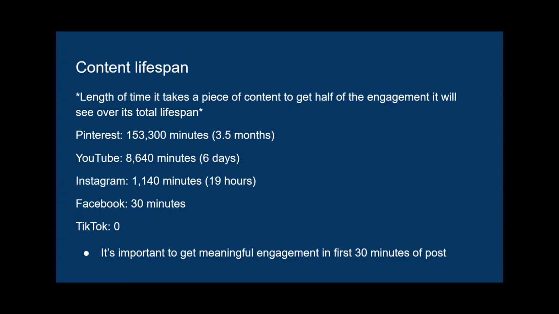We talked about content lifespan with TikTok. With TikTok, unless something goes viral, its content half-life starts to decay almost immediately. What I mean by content half-life or lifespan is the length of time it takes a post to get half of the total likes that it's going to get. For example, if I post something on Facebook and it's going to end up getting 100 likes over the course of its entire life, it's going to get the first 50 likes within 30 minutes.